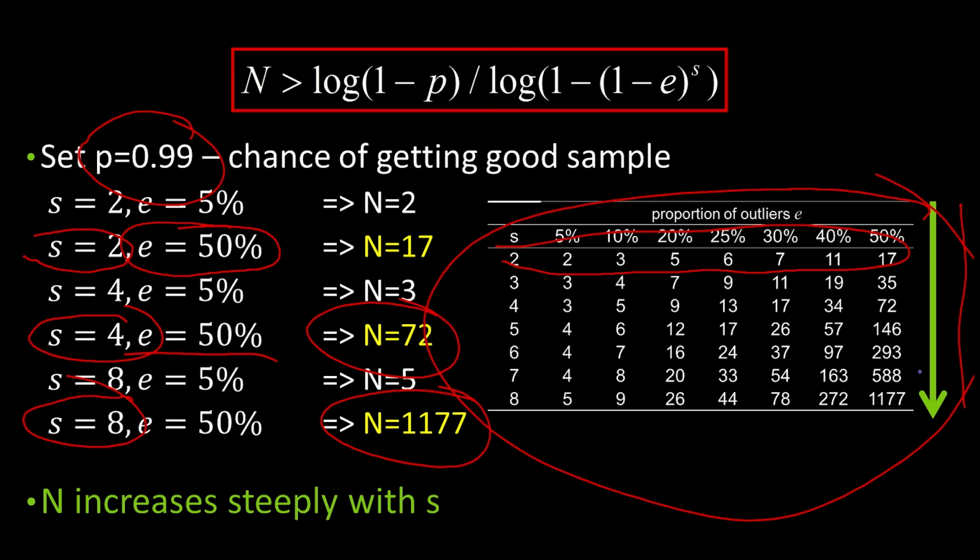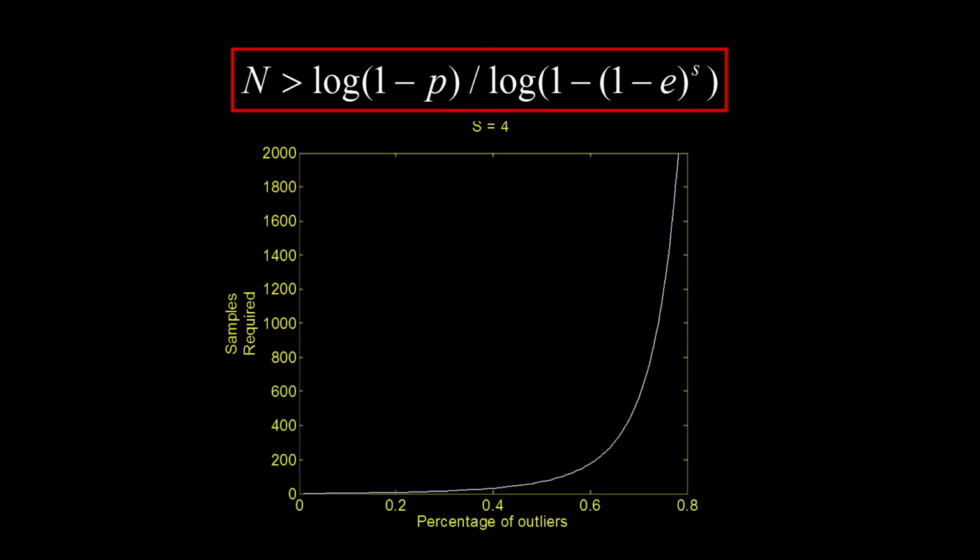Now some of you are not table people, some of you are graph people. So what I have here is a graph where I just did S equals 4, so like a homography. On the axis on the bottom, you can see the percentage of outliers. And you can see that the number of samples required goes all the way up to, well, when I make it 0.8, it's above 2,000. But it stays low for a very long time. And that's the really cool thing about RANSAC, is that it stays low even with a relatively high percentage of outliers.